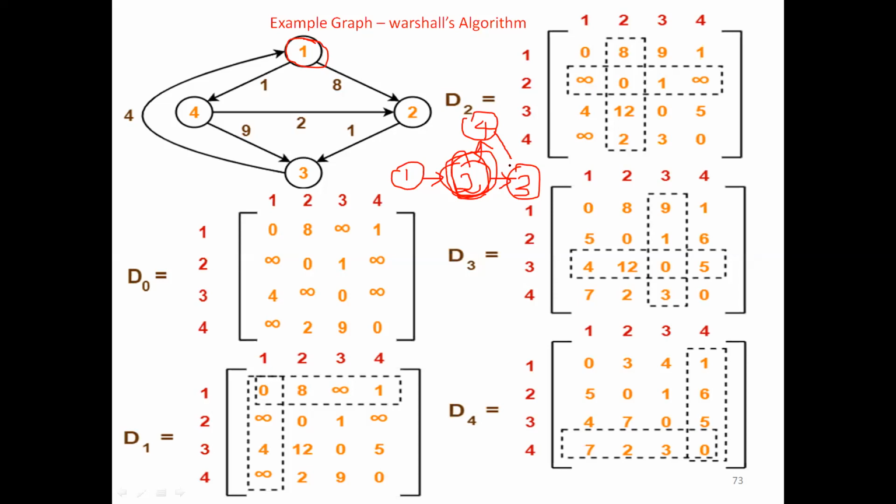Let us consider this one. So what are the ways? 1, 2, 3 and 1, 2, 4, 3. These are the other possible ways. Among all possible ways, which is the shortest one? That is what we are going to find. So what is the intermediate vertex? Through which intermediate vertex, if I choose, I am able to reach all the nodes.